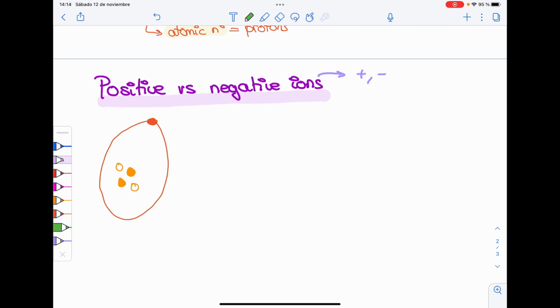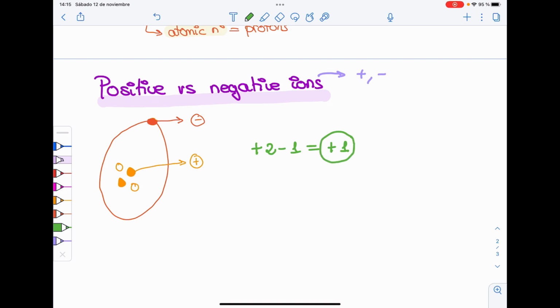So now if I want to see how much is the charge of this atom, I have to remember that these ones are the protons and they have positive charge, and these ones are the electrons and they have negative charge. So how many protons do I have? 1, 2, so plus 2. And how many electrons? Only 1, so minus 1. If I add these two numbers, I'm going to get the result of plus 1.